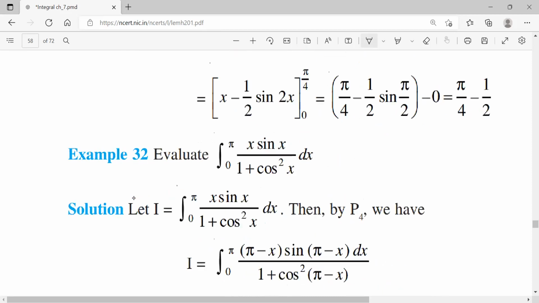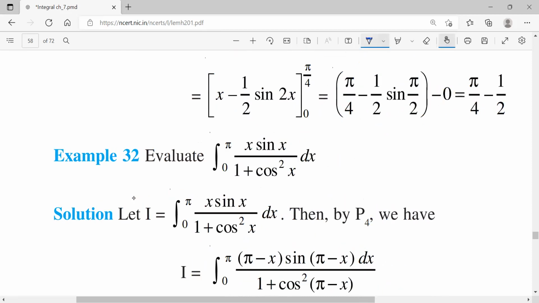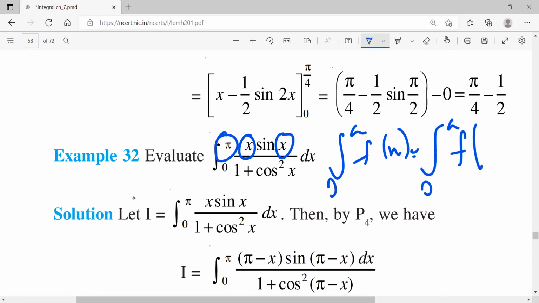Now coming to the 0 to pi. I told you whenever 0 to pi is coming, we have to substitute what? X as pi minus x. Integral 0 to a, f of x is equal to what? Integral 0 to a, f of a minus x. One more property.